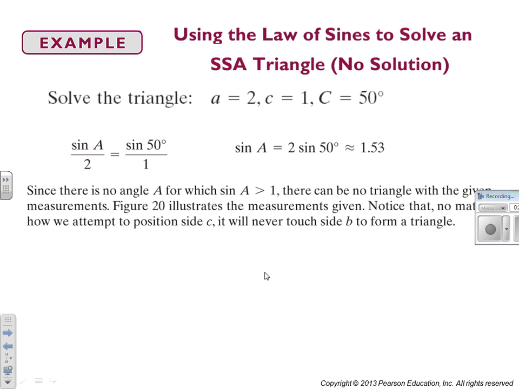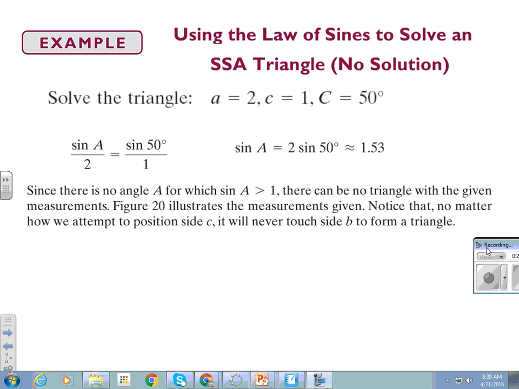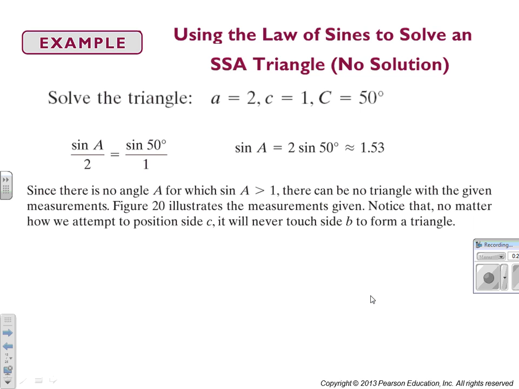So when you plug this into your calculator, inverse sine of 1.53, I get an error message on my calculator. When that happens, there is no solution. That's why I was saying it's important to know, but I didn't have this memorized because when you go to solve it, you'll get a no solution. Side C just is not long enough to touch the triangle with an angle of 50 degrees. So sad, little picture guy.